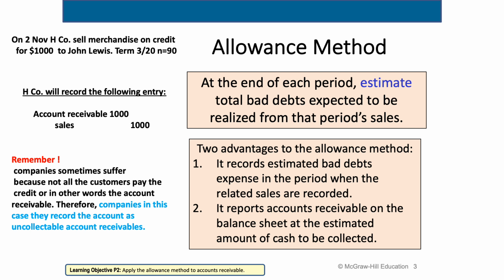What is the allowance method? With the allowance method, at the end of each period, we estimate the total bad debt expected to be realized from the period's sales. And we have two advantages of this allowance method. First, it records the estimated bad debt expense in the period when the related sales are recorded. Second, it reports the account receivable on the balance sheet at the estimated amount of cash to be collected. We're going to understand the allowance method more when we do some examples in the next slide.